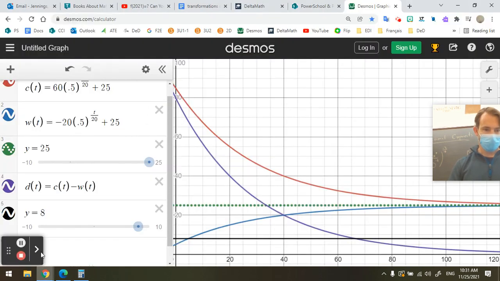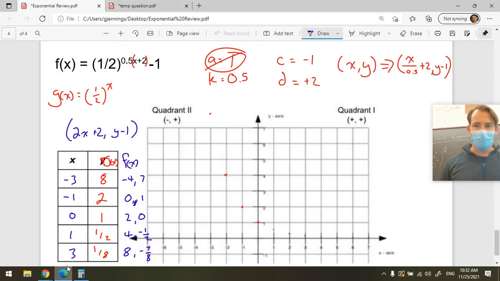All right, let's carry on. So we'll now plot our points. So negative 4, 7. So here's negative 4, 7.